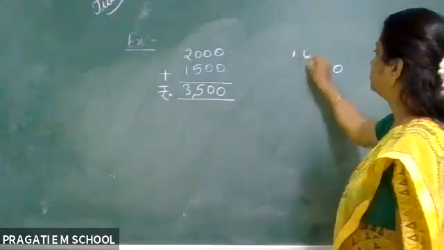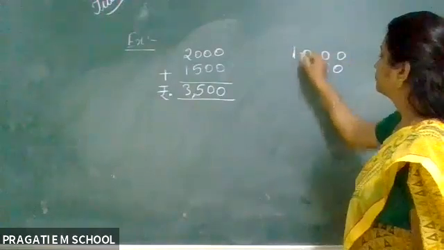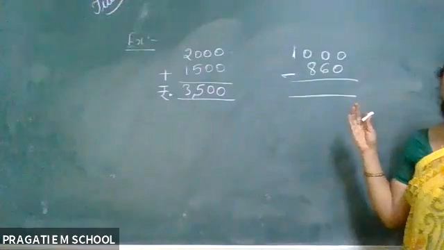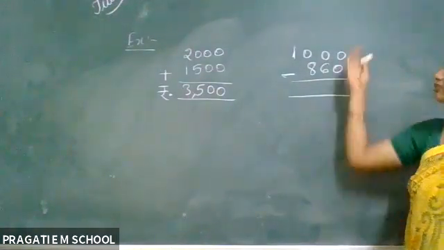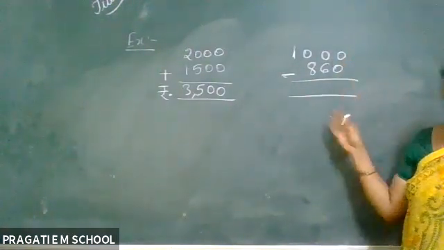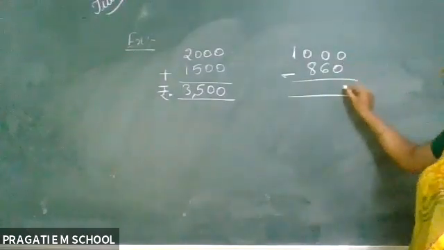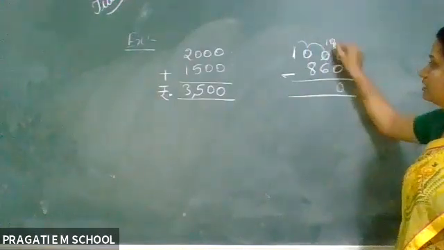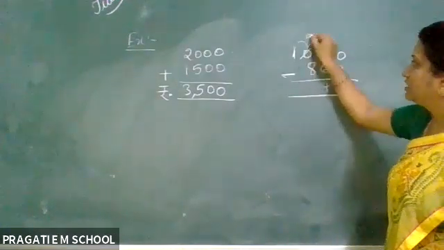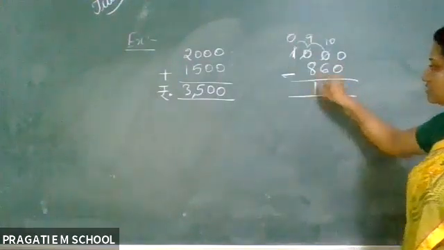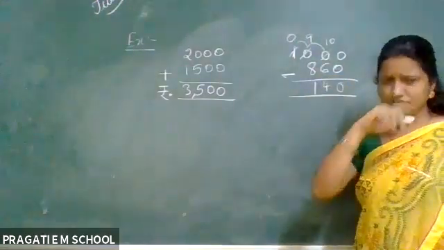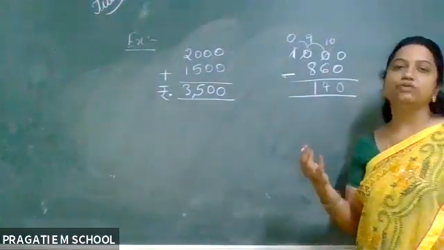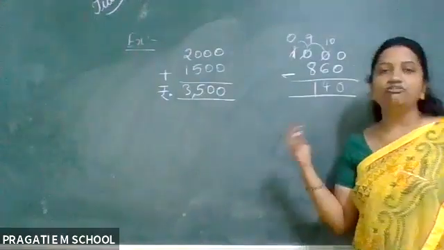So for that ₹1,000, what are you going to do, children? You are going to do the subtraction. 1000 minus 860. And here we have the borrowing subtraction. We have 10 minus 6, 4. And we are left with 9, and it is 0; 9 minus 8, 1. So you are left with ₹140. So the flower vendor is going to give ₹140 to your father.